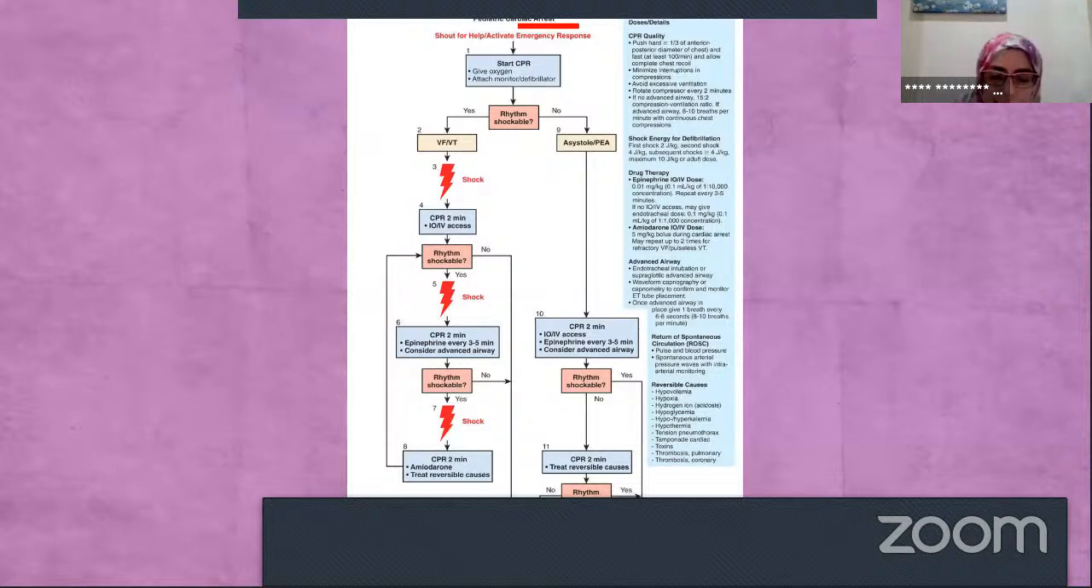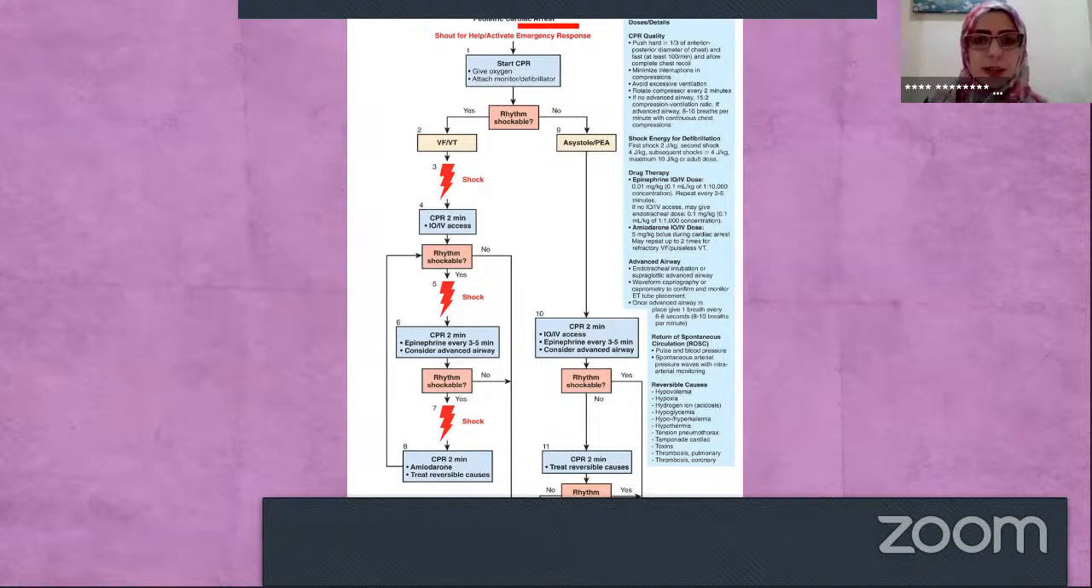If there is no pulse again, and if you look at the rhythm and it's still VF or VTAC, you will give the shock again. Then again, for 2 minutes, you will continue the chest compression. After that, you will check for the pulse, look at the rhythm, and shock again.